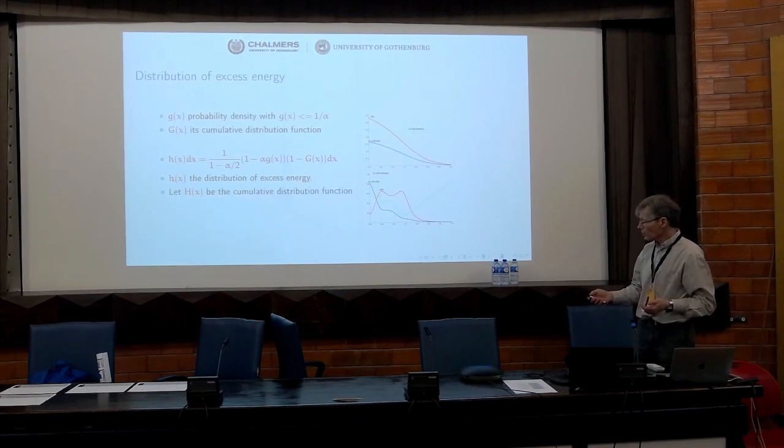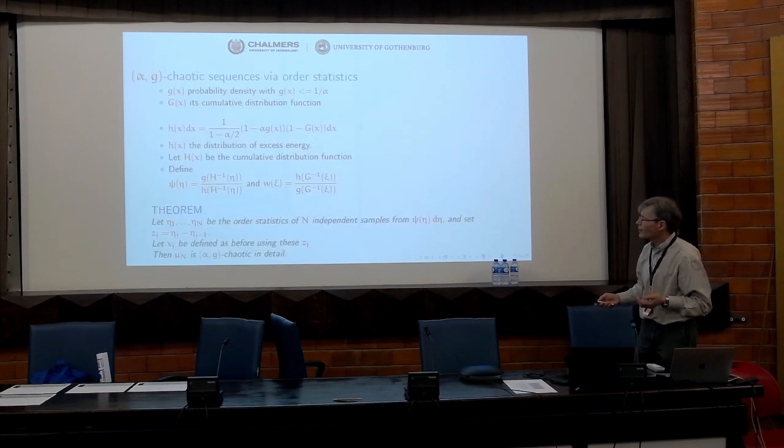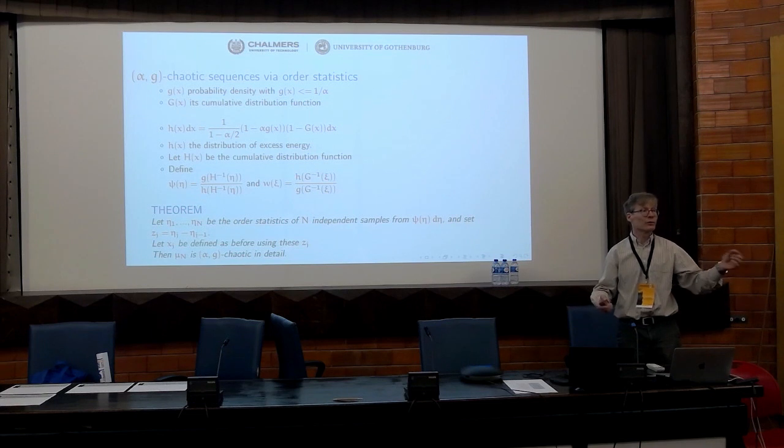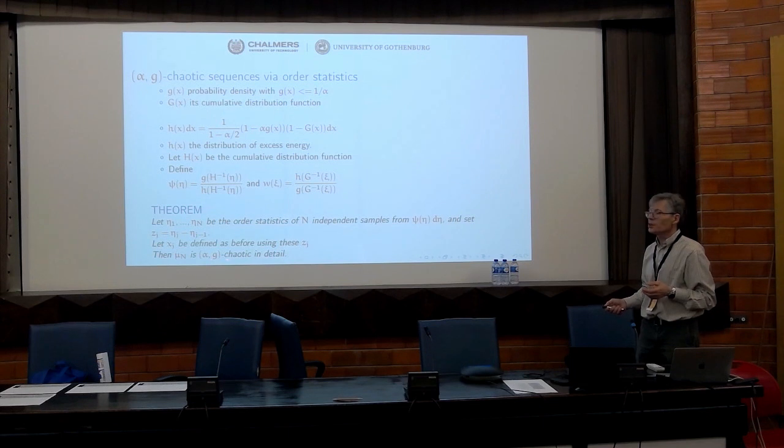Now you check that this is also a probability measure, and it has a cumulative distribution function, and we define these functions here, computed in terms of the capital G's, small g's and h's. Then you can prove that if you take n independent samples from this distribution, psi being this function, and you take the differences and use the same formula as before for computing the x's from the z's, you get a sequence, and the corresponding empirical measure will be alpha-G chaotic.